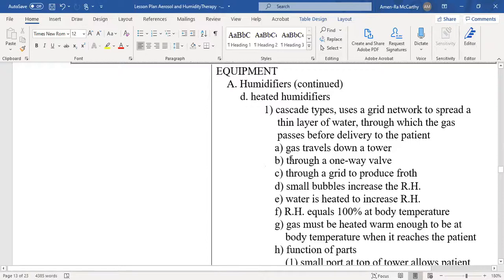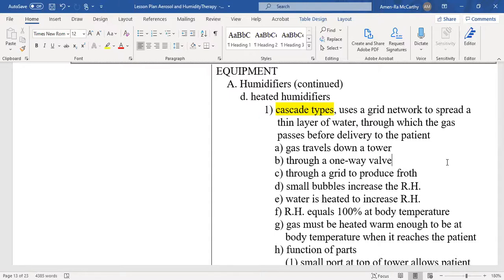Humidifiers continue. Now let's look at some heated humidifiers. What's the heated kind? Cascade types. Now, the cascade types that are on their own, straight up cascades, use a grid network to spread a thin layer of water through which the gas passes before delivery to the patient. Gas travels down a tower, I'm sorry, down that tower.